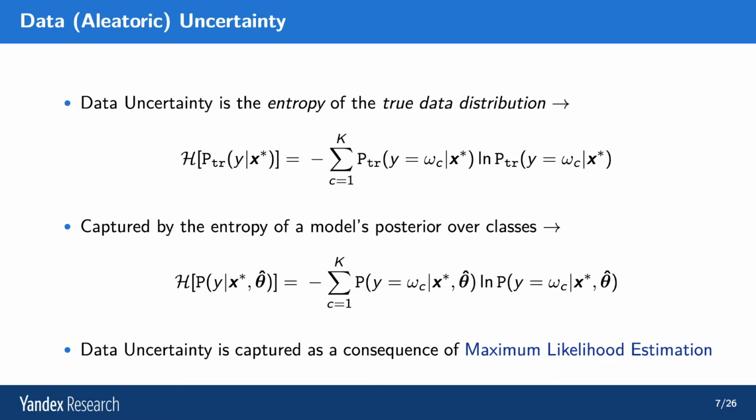Now, the true level of data uncertainty is defined as the entropy of the true underlying distribution of data. We don't actually have access to this distribution, but our model is probabilistic and has been trained on this data. So if we measure the entropy of our model, it'll give us an estimate of the level of data uncertainty at this point. And this happens if you train your model using maximum likelihood estimation.